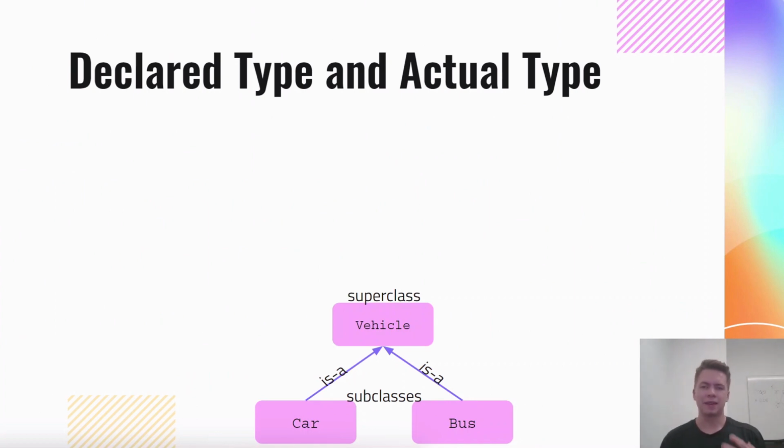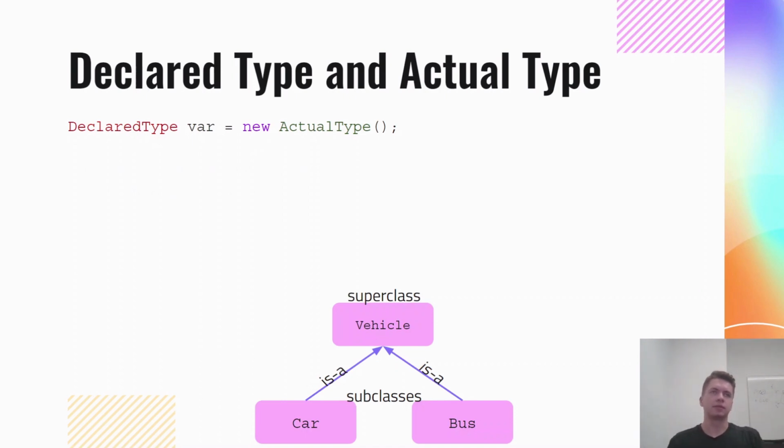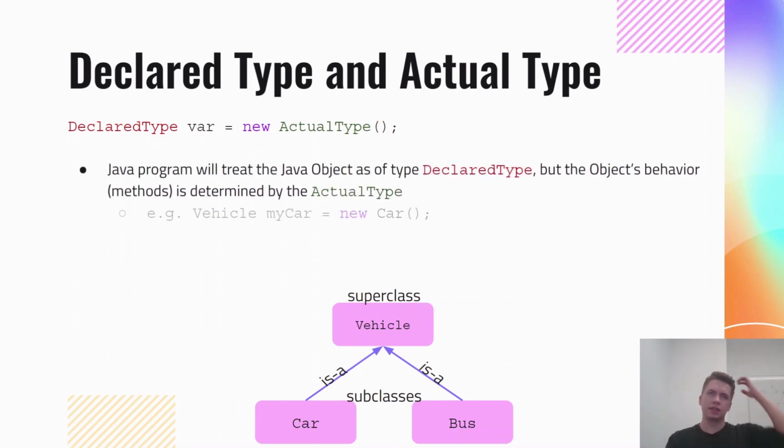Moving forward, we have this concept of a declared type and an actual type. So it looks like this, where we have the declared type on the left and an object's actual type on the right. And we've seen this before with, for example, list and an array list, where our declared type is a list and our actual type is an array list. Now, Java programs will treat the Java object as its declared type, but the object's behavior, or its methods, will be determined by the actual type.